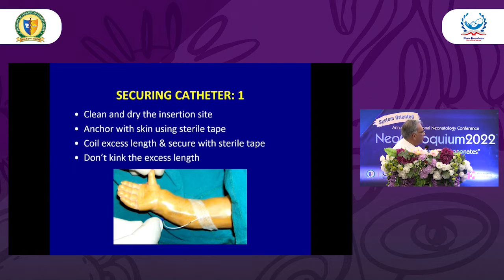After confirmation of the site, we clean the site of insertion. It is anchored to the skin using a sterile tape. There are certain types of silicone long lines which are not recommended to be cut. Then we need to coil it in a circle, making sure that there is no kink in it.